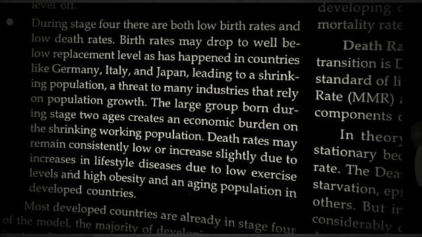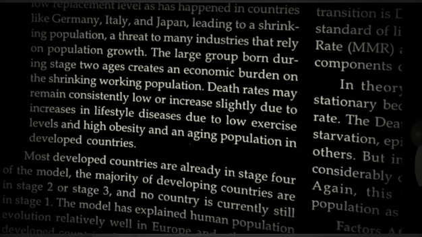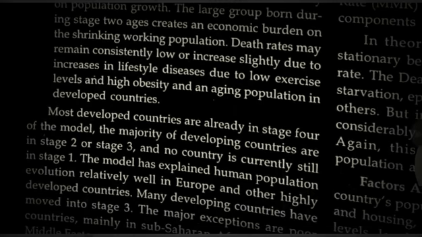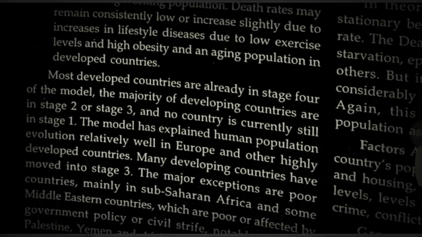So mainly Germany, Italy, and Japan, leading to a shrinking population and a threat to many industries that rely on population growth. The large growth of births during stage 2 creates an economic burden on the shrinking working population. Death rates may remain consistently low or increase slightly due to an increase in lifestyle diseases, from low exercise levels and high obesity, and an aging population in developed countries.